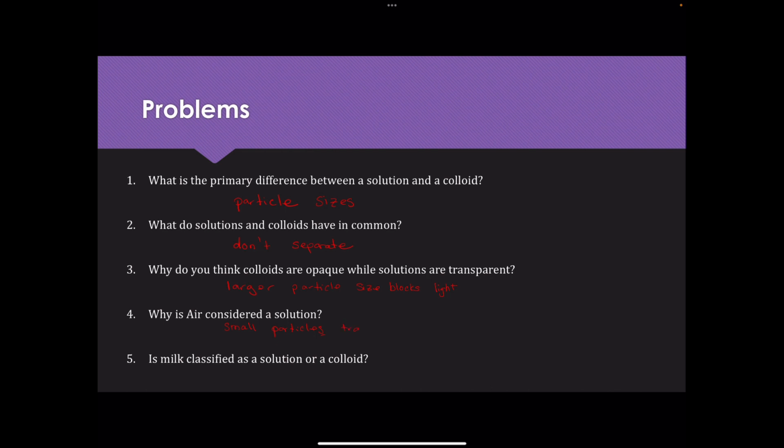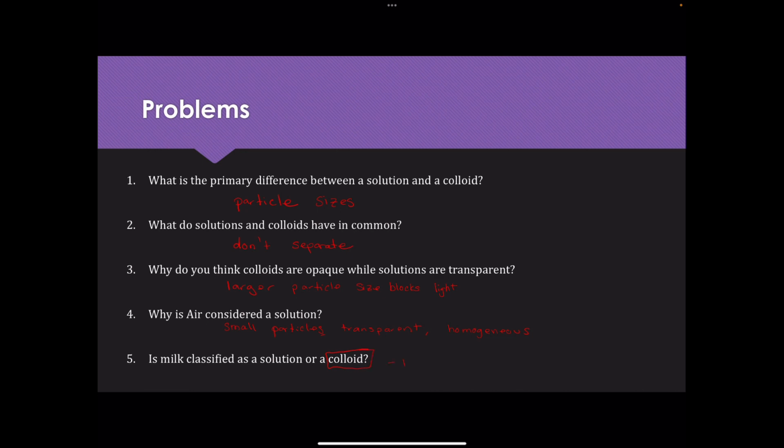Air is transparent. The gases don't separate. And again, they are homogeneous. And then next we're asked about milk, if milk is classified as a solution or a colloid. And milk is going to be a colloid.